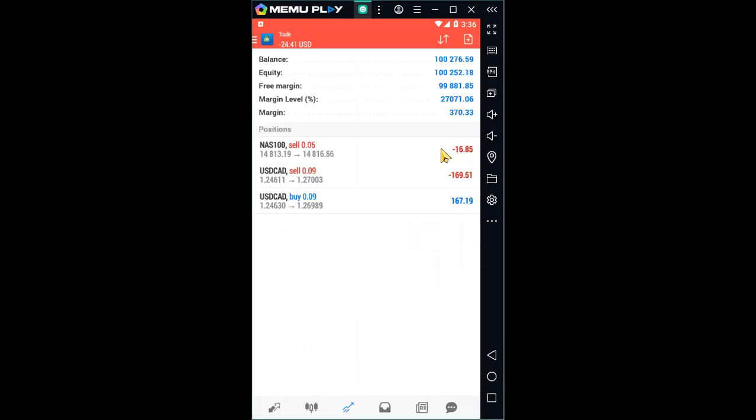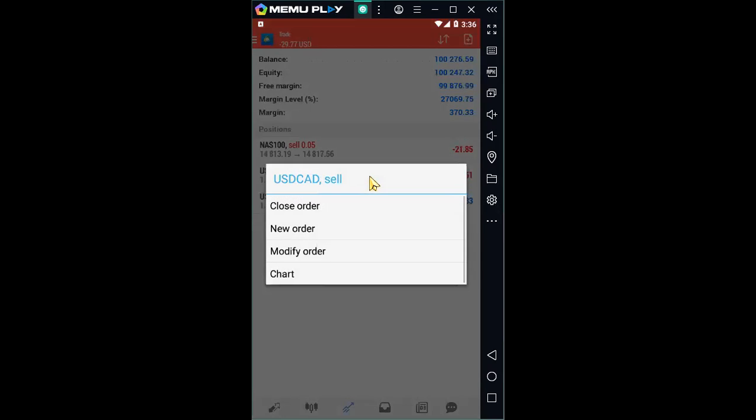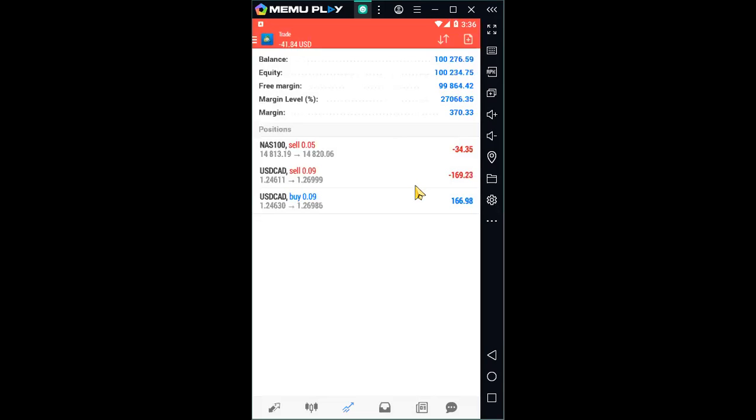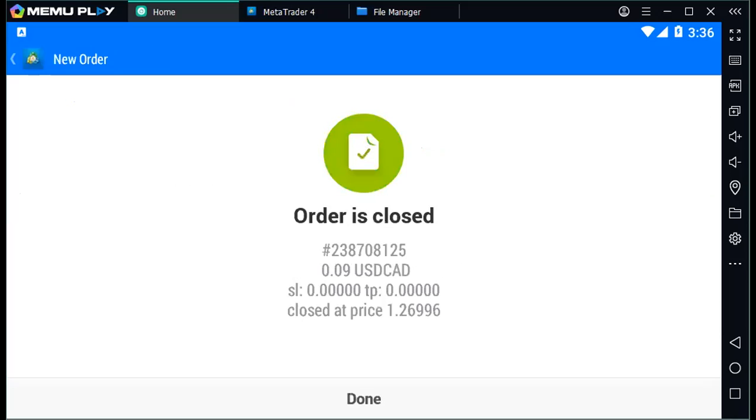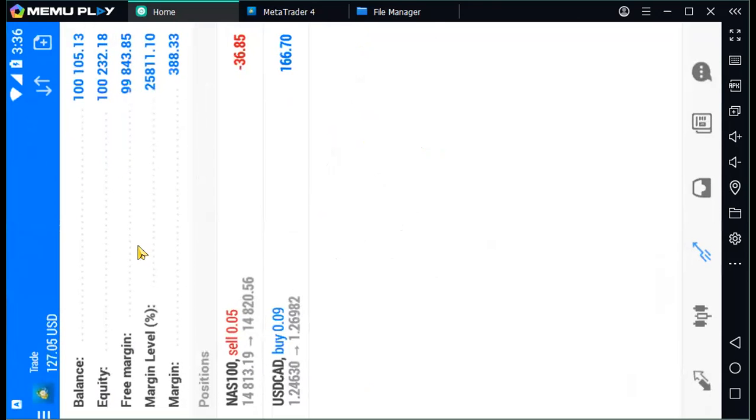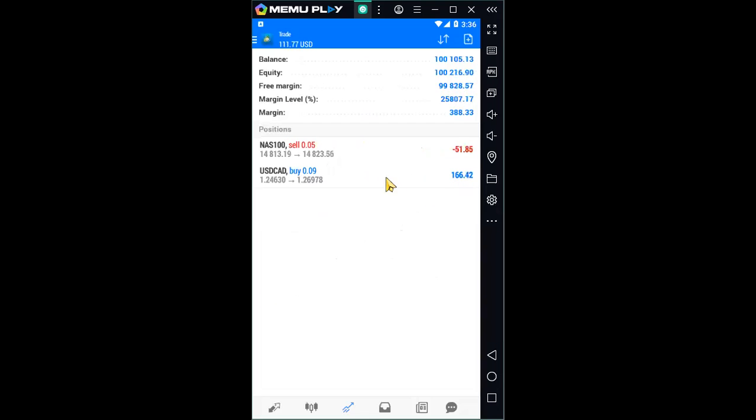So that is it. So this USD card, I think I should close it because we just were in a lecture. I just opened buy and sell at the same time. So I will close this. You always close a losing trade. You hold a winning trade.